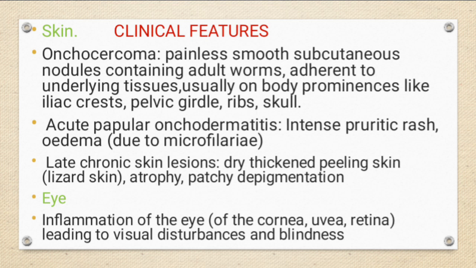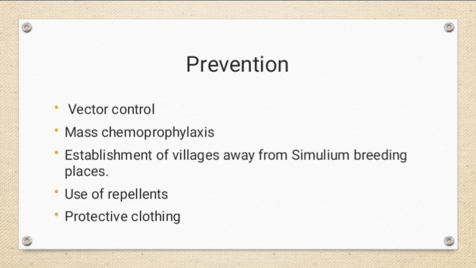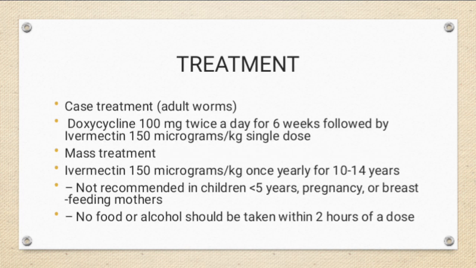And now we're going to the treatment. For the treatment, we may treat either as a single case or as mass treatment. For the single case, we are going to use doxycycline 100 milligrams twice a day for 6 weeks, followed by ivermectin 150 micrograms per kg single dose.